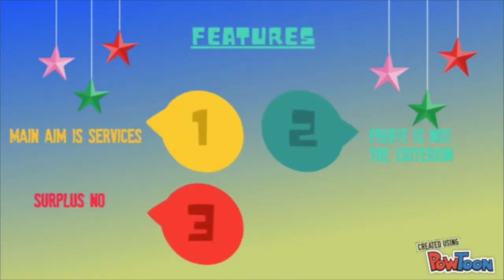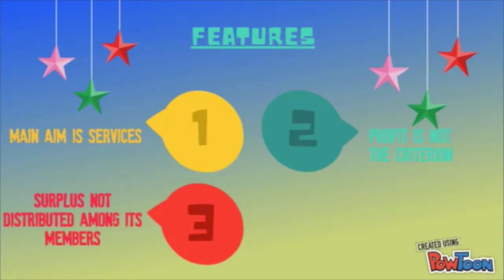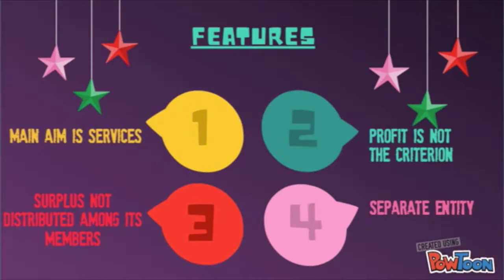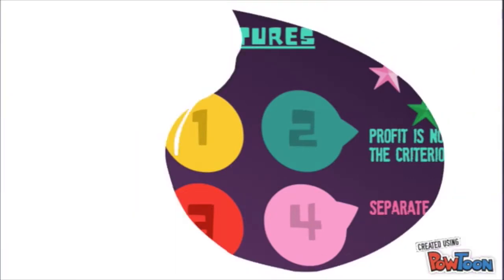3. Surplus is not distributed among its members. The surplus or deficit of the NPO is not distributed among its members, unlike corporate organizations. They are adjusted in the capital fund of the NPO. 4. Separateness. The concept is equally applicable to NPOs. The organization is treated as a separate entity from its members.